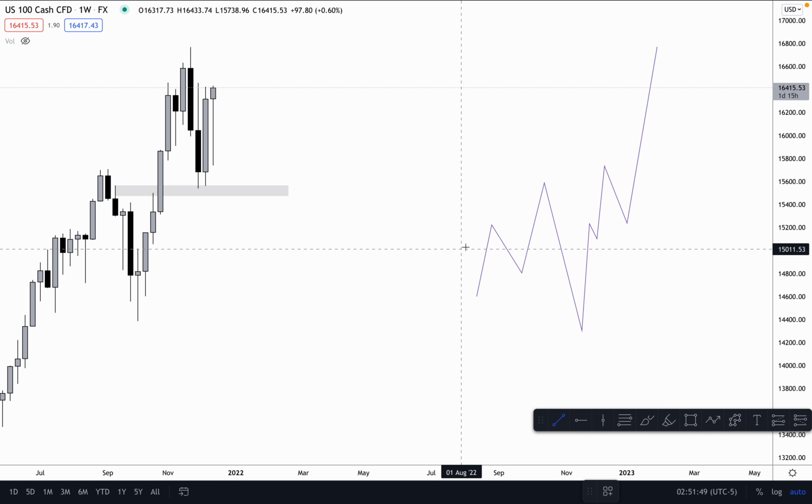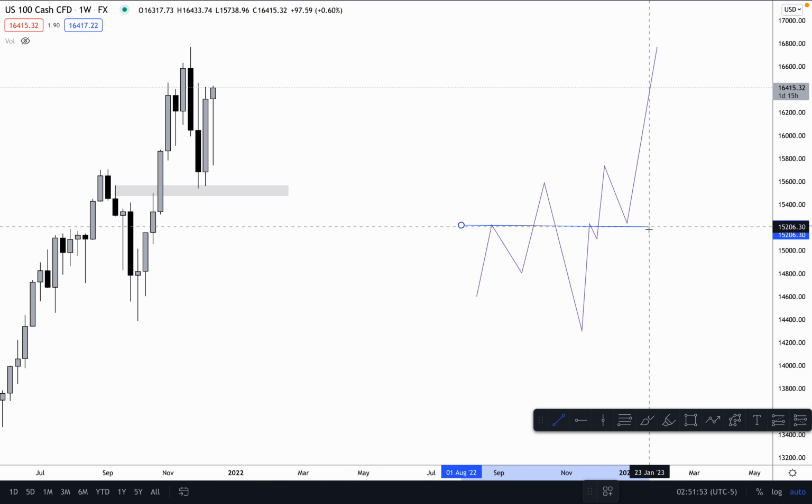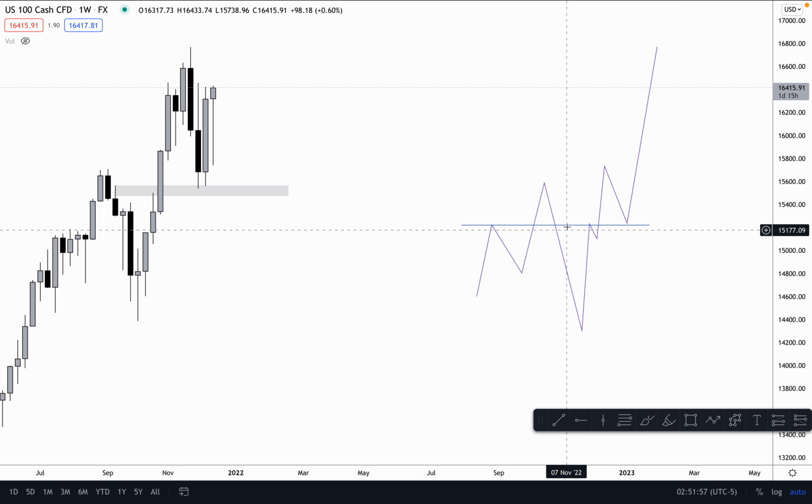Now, people get lost with this because they saw a QML. According to them, a QML must hold the price. But you need to understand how the price is approaching your QML level. This is where the trap happens.